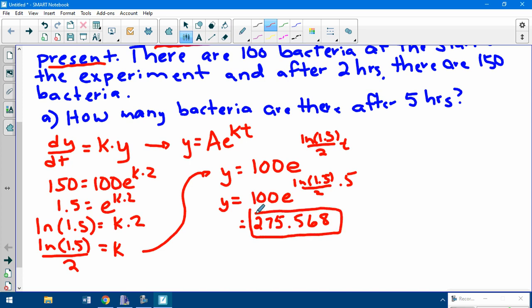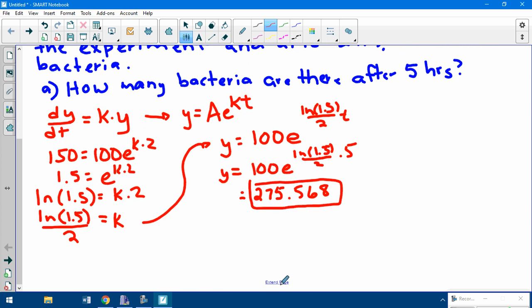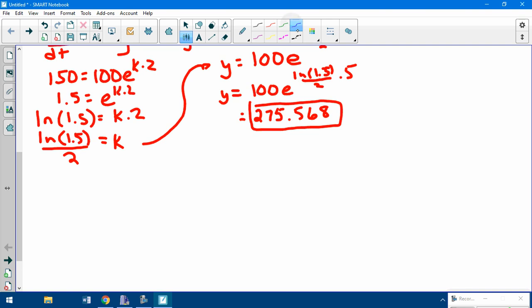Okay, so as I keep saying, that's pre-calc. No calculus there other than the theory behind it. Okay, ready to move on to part B. Here we go. Part B. When will there be 400 bacteria present?